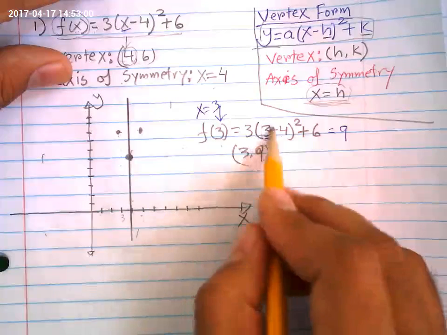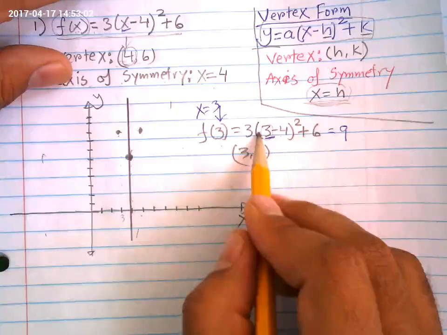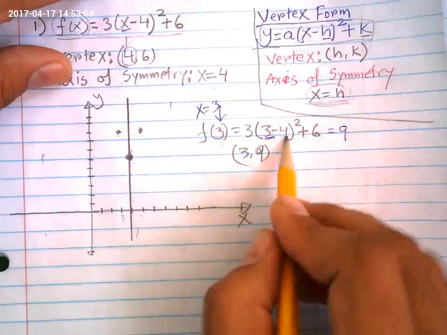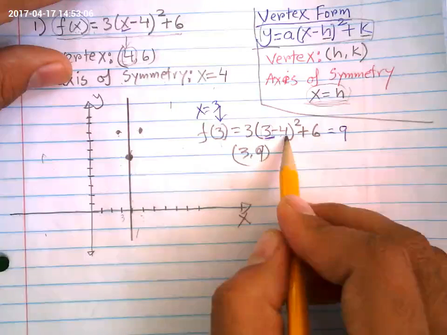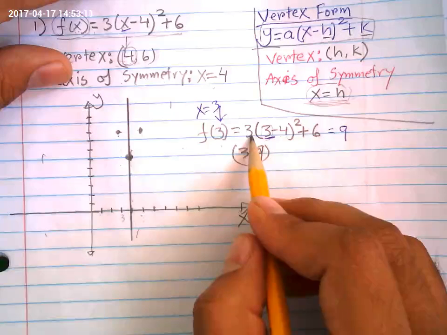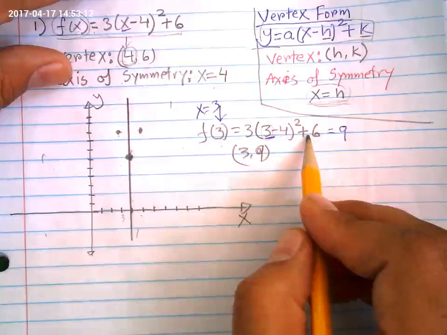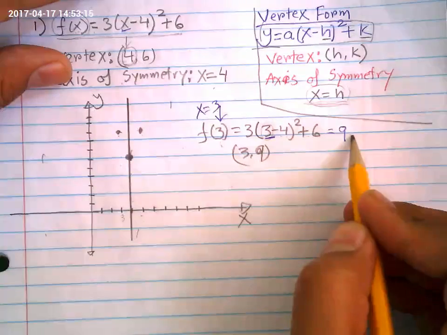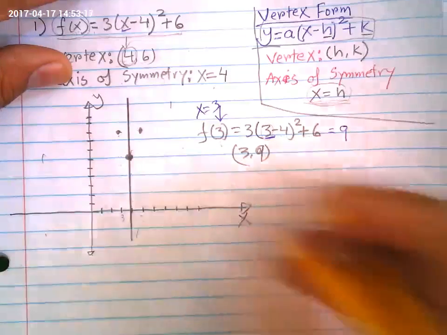Let's see how. Let's pretend that it was 5, okay? 5 minus 4 is 1 squared. 1 times 3. 3 plus 6. See that? We're done actually, right? If I had this.